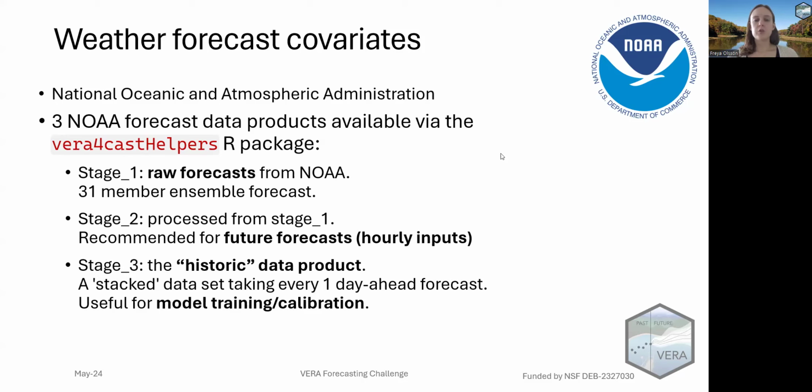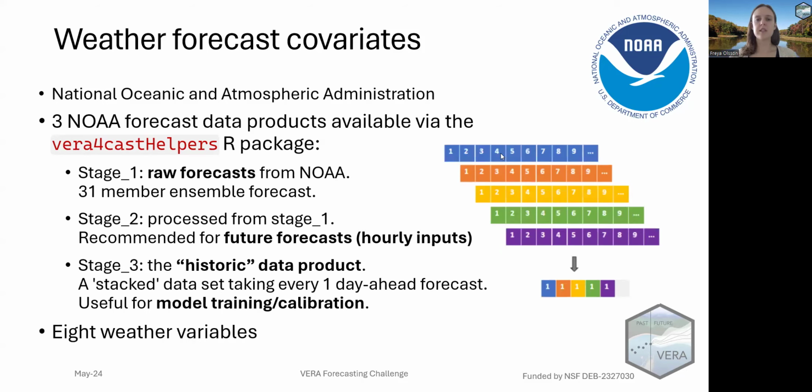Finally, we have a stage 3 data product, which can be viewed as a historic data product. This is generated by stacking together all of the 1 day ahead forecasts to create kind of a pseudo observation and as a good estimate for the actual conditions historically experienced at the forecast sites. This can be really useful for model training and calibration and helps the handoff between kind of past training and future forecasting.